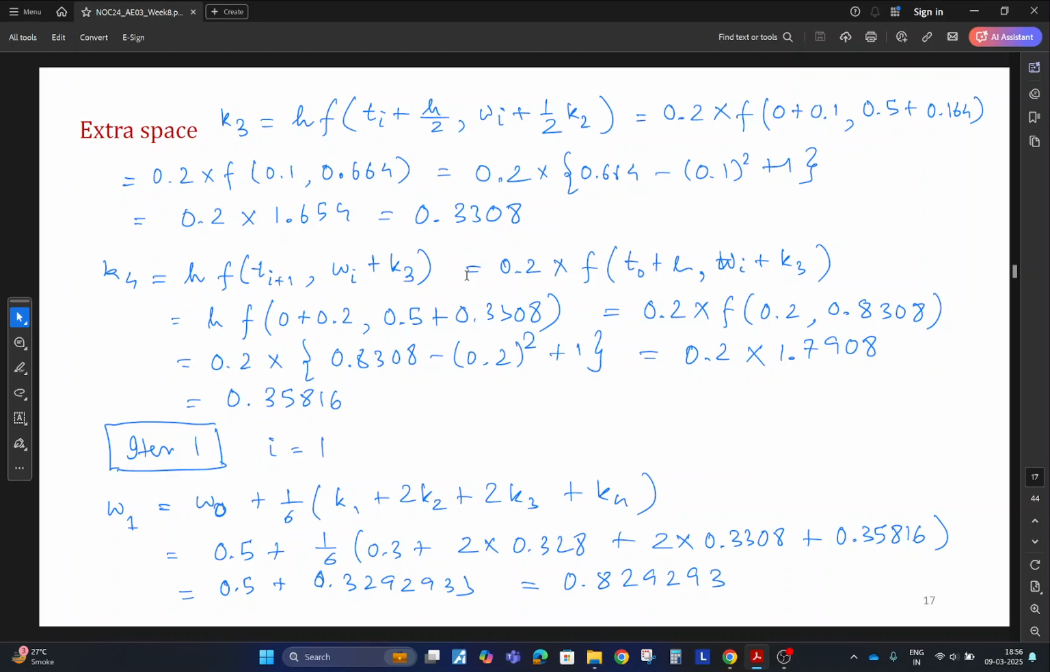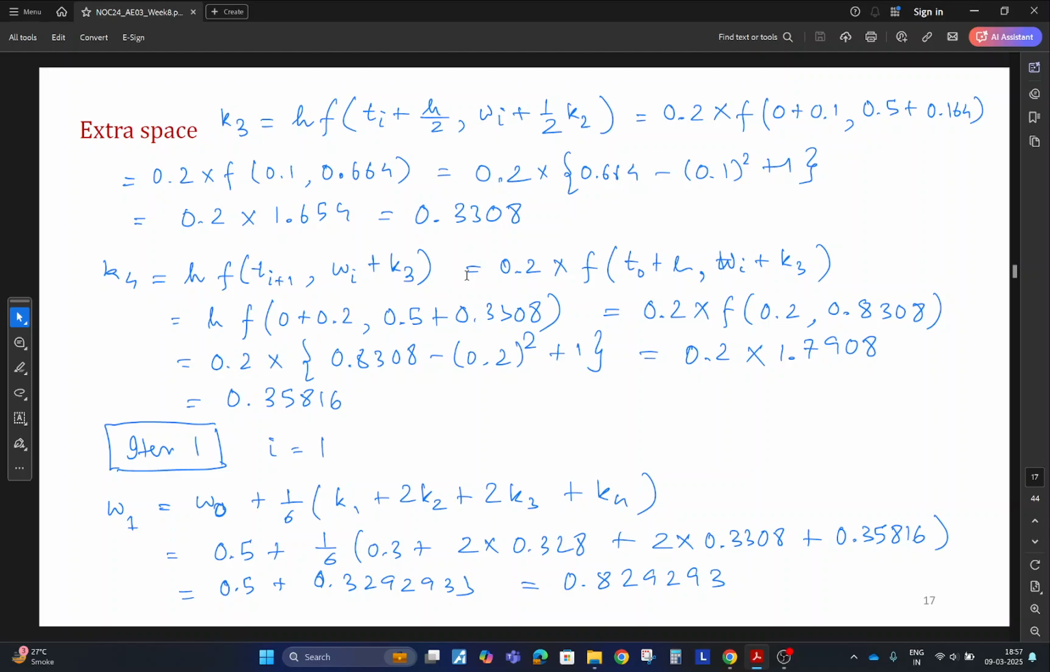Next, we must use the values of the quantities W0 and K2 to evaluate the quantity K3. And as per the given formula, K3 becomes simply equal to h times the value of the function evaluated at ti plus h by 2 and wi plus half K2, which is to say we multiply the step size 0.2 times the value of the function evaluated at 0 plus 0.1 and 0.5 plus 0.164. This becomes equal to 0.2 times 0.664 minus 0.1 square plus 1, which is equal to 0.3308.